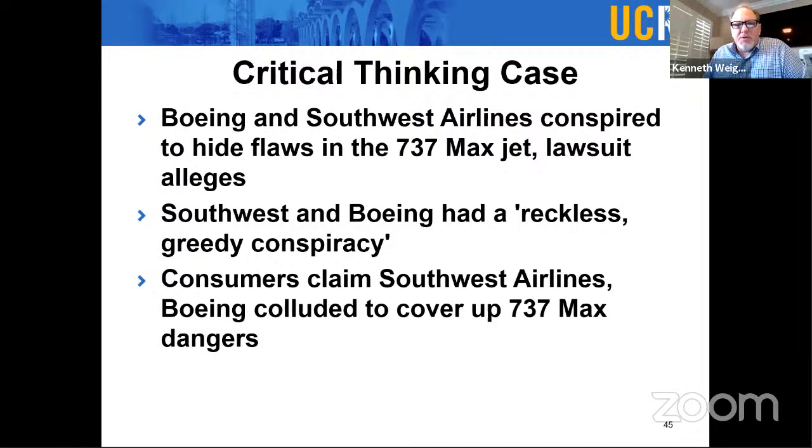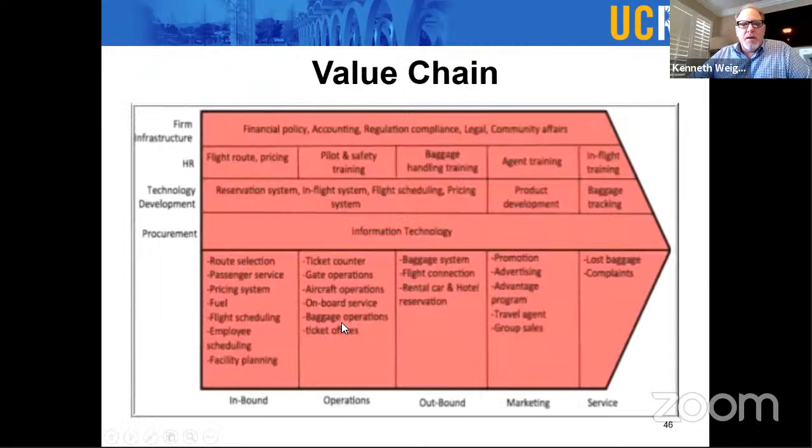Boeing and Southwest Airlines conspired to hide flaws in the 737 MAX jet. A lawsuit alleges Southwest and Boeing had a reckless, greedy conspiracy. Consumers claim Southwest Airlines and Boeing conspired to cover up 737 MAX dangers. All of these things affect the decisions of how a consultant thinks, especially on this case. And this is the value chain of what we're looking at for Boeing and how it has been affected.